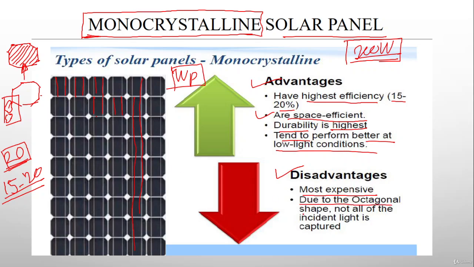Due to the octagonal shape, not all the incident light is captured, because the manufacturing process is such that it gets the octagonal shape over here. So in between there are some gaps available. Here, whatever solar radiation falls is captured only in the octagonal shape, and this propagates the current and voltage to the main bus bars over here. But still, the monocrystalline type of solar cell is more efficient compared to the polycrystalline type of solar panels.